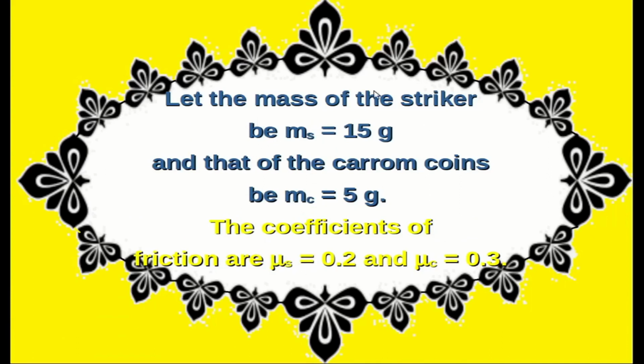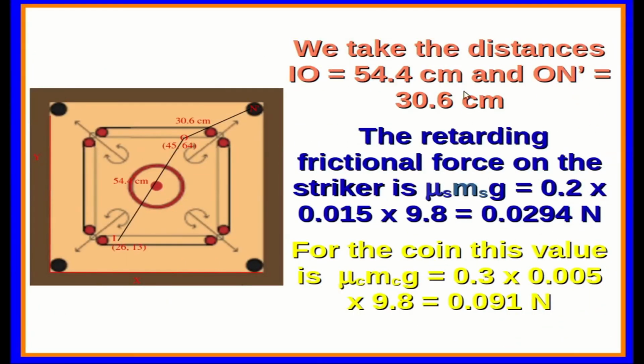Let the mass of the striker be ms equal to 15 grams and that of the coins be mc equal to 5 grams. These are typical masses of the striker and the coin respectively. Also typical coefficients of friction are mu s equal to 0.2 and mu c equal to 0.3. Let's say we take the distances IO equal to 54.4 centimeter and ON prime equal to 30.6 centimeter.